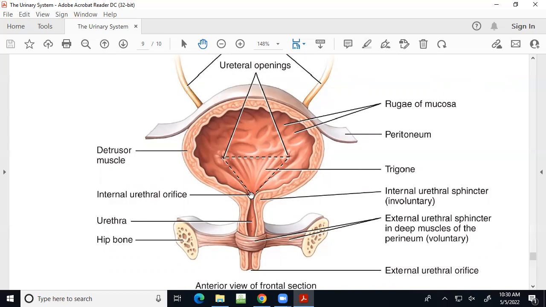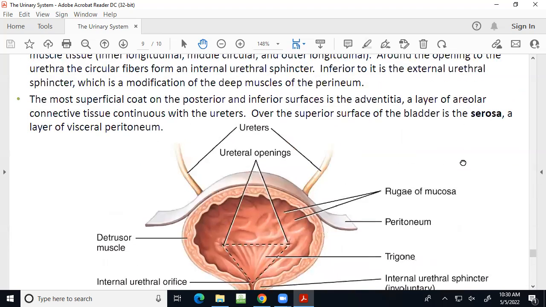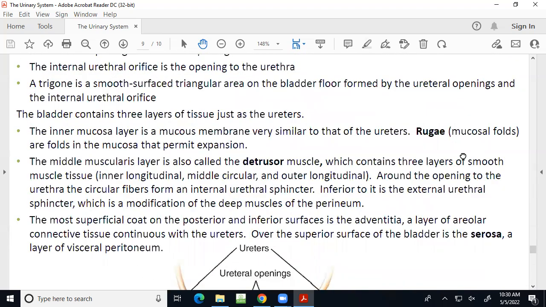And then on the bottom of the bladder is the opening that leads to the urethra, what we call the internal urethral orifice, which is not to be confused with the external urethral orifice, which is where the pee goes out of our body. Okay. Now, if you draw a set of lines between those three openings in your bladder, you create a triangle, and that triangle has a special name called the trigone. That happens to also be a very common place where you see bladder infections. It's just a smooth surface triangular area on the bladder floor.